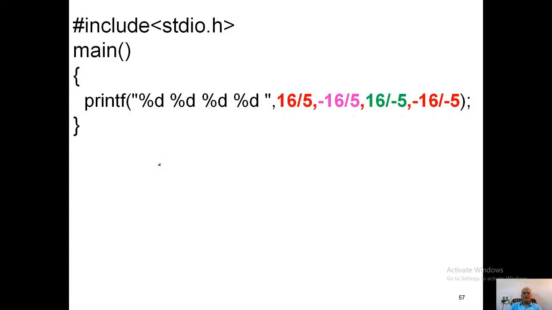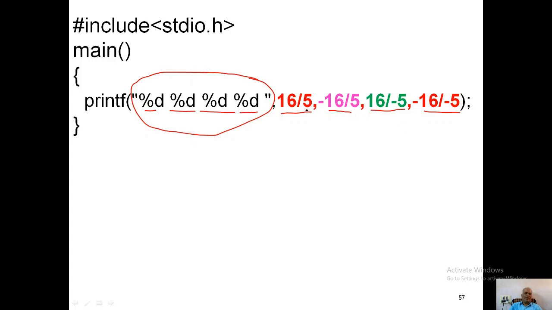Let us look at this simple example. How can this be specified? Include stdio.h, program main. I have given percentage d, percentage d, percentage d. All these are conversion characters, which we already discussed. Here I have given 16 divided by 5, minus 16 divided by 5, 16 divided by minus 5, and minus 16 divided by minus 5.